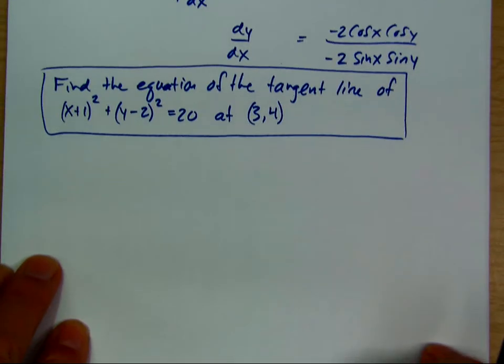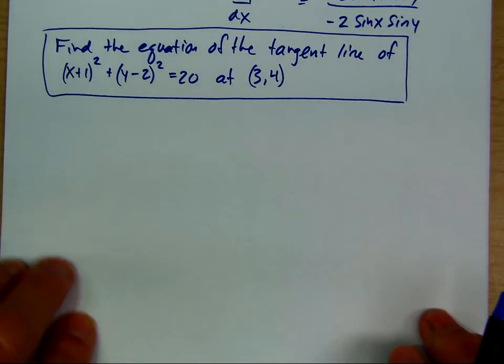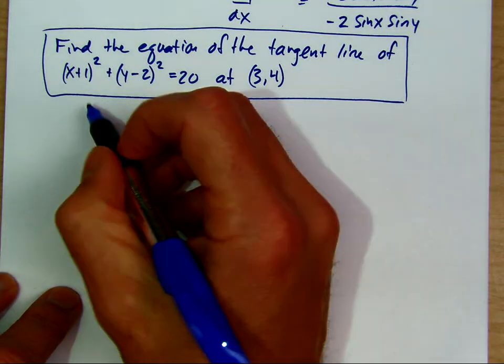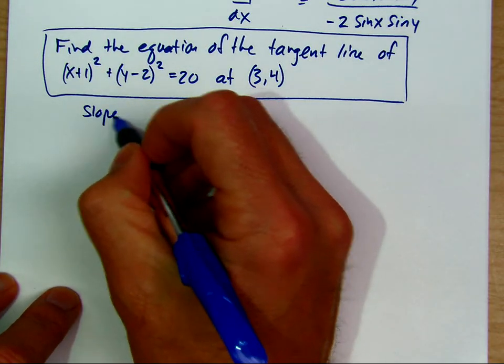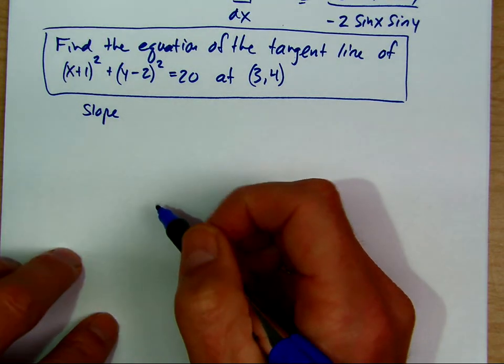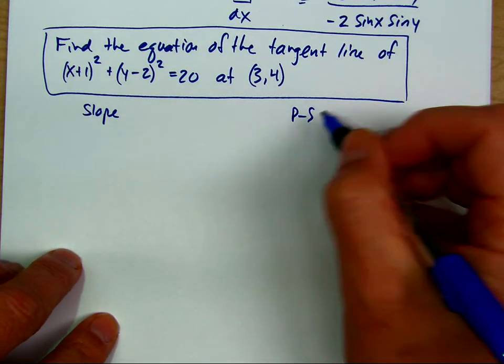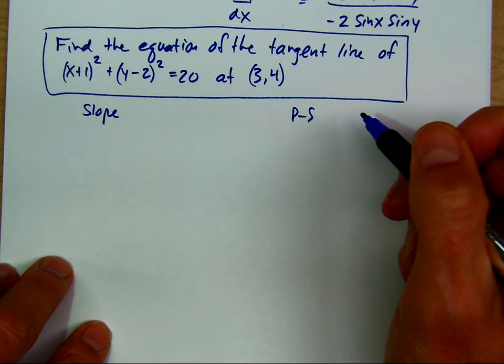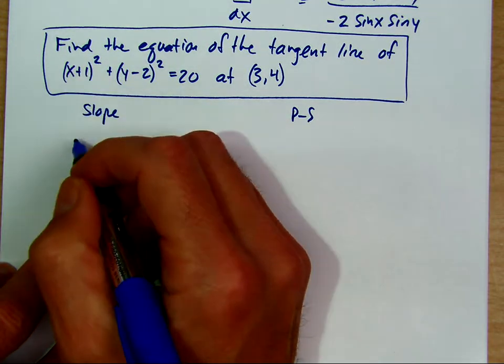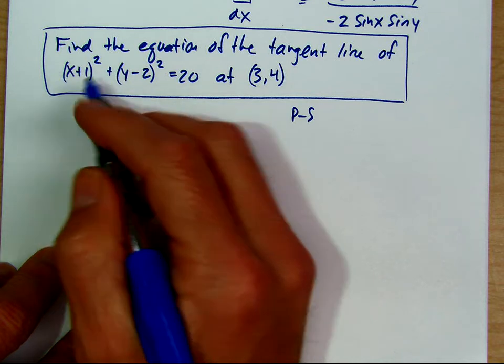Okay, let's use implicit differentiation to find the equation of a tangent line. Whenever we want the equation of a tangent line, we have to find the slope and then do point slope. So the slope is using the derivative. Let's find the derivative of this. We can use the chain rule for that.